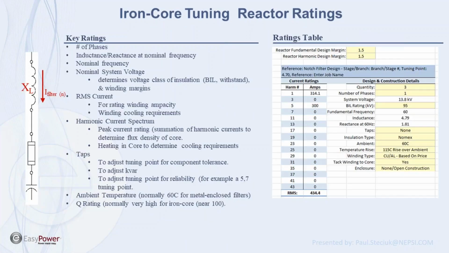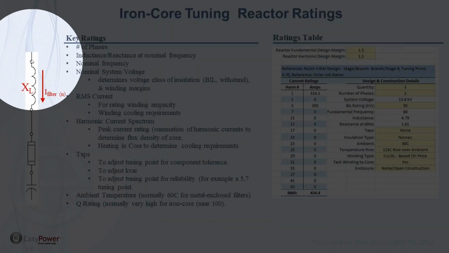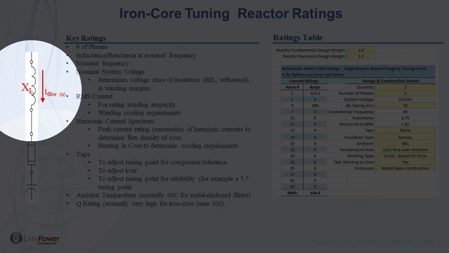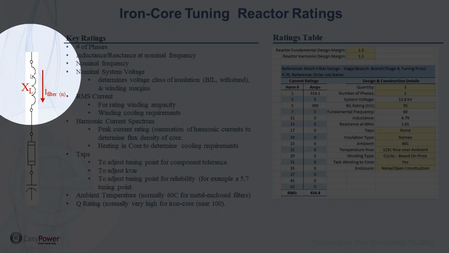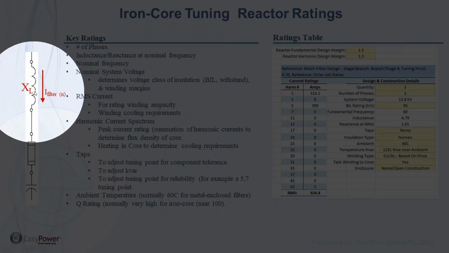So in tuning reactor design, what the major concern is, well, what is the harmonic current flow through the reactor? You have a 60 hertz voltage drop here. The core is being designed to withstand that, and the winding is being designed to take that current. But then we also have the harmonic voltages and harmonic currents that are being created here.